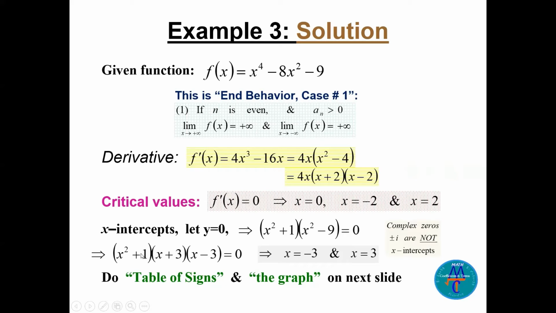The other one here, x squared plus 1, if you factor more, you'll get complex zeros, plus or minus i, if you remember that. So these are not x-intercepts. These are zeros of the function, but they are not real zeros. They are complex zeros, so they are not considered as x-intercepts.